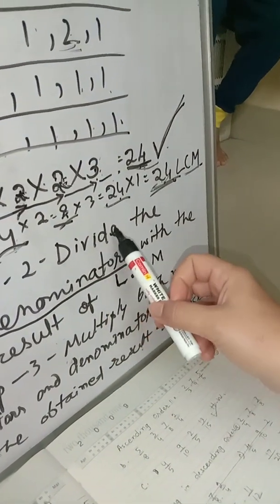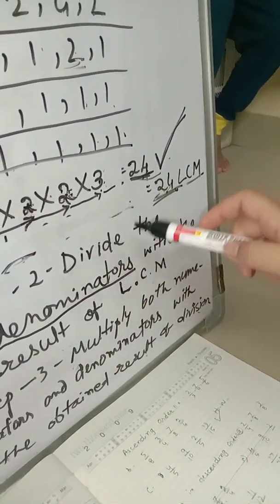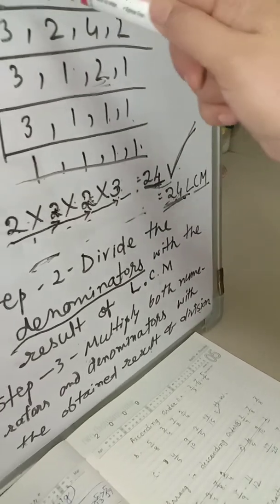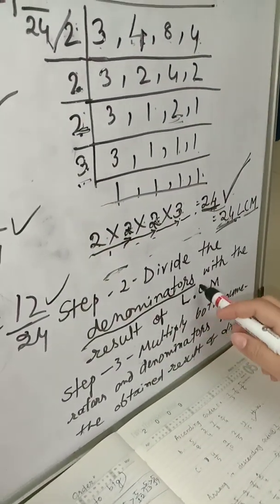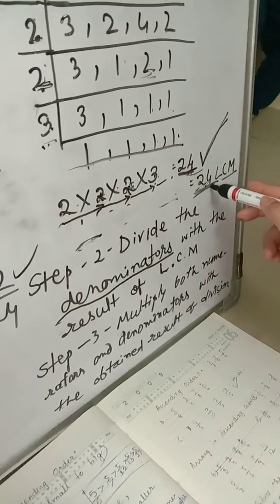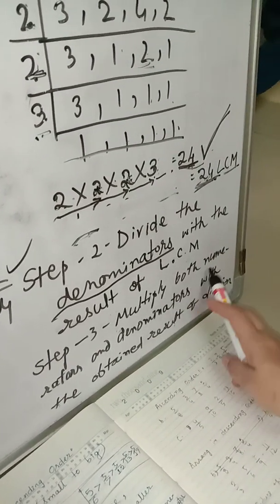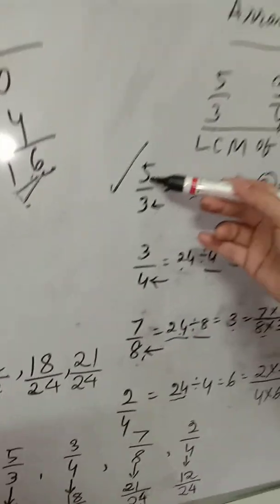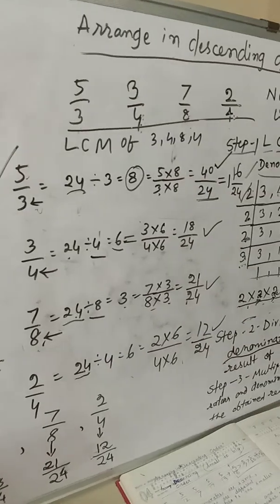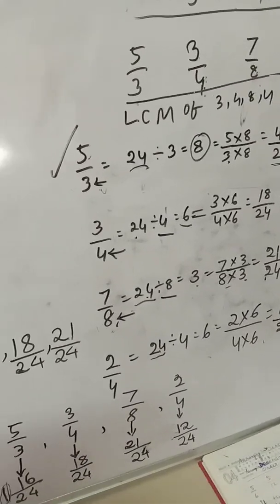Now step 2, divide the denominators. You can see here these are the denominators. We have to divide the LCM 24 by all the denominators. Now step 3, multiply both the numerators and denominators with the result of the division of the LCM by the denominators.